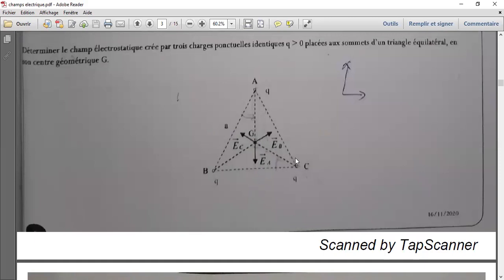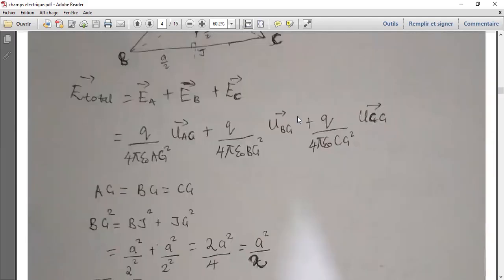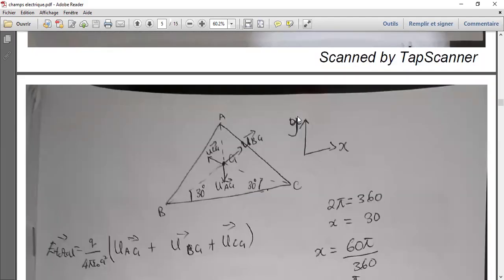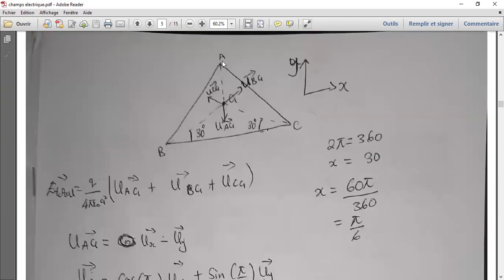There's a vector which is created by C, which is going outside. There's also a vector which is created by B, which is what? Going outside here. So it leads us to conclude that the sign between this point G and the ends of the sides, they are equal. So you have got for A the vector UAG, for B this vector UBG, and for C this vector UCG.